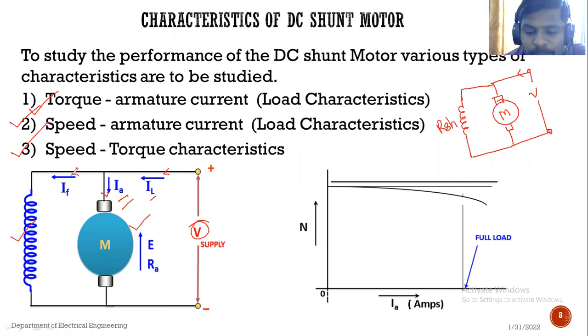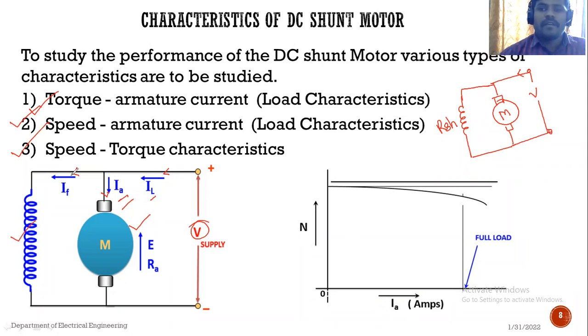Okay, see, the speed armature current characteristics is nothing but we want to plot the speed of the DC shunt motor on the y-axis, and the armature current of the motor on the x-axis. We plot the speed of the DC shunt motor on the y-axis, and on the x-axis we plot the armature current.